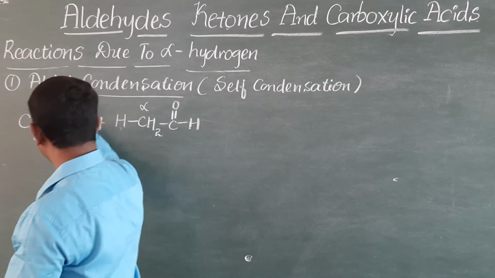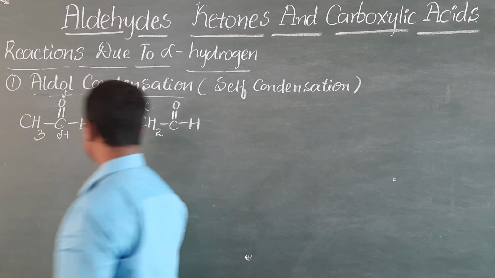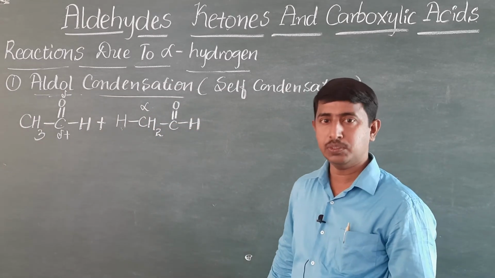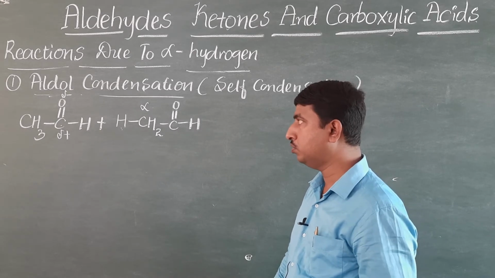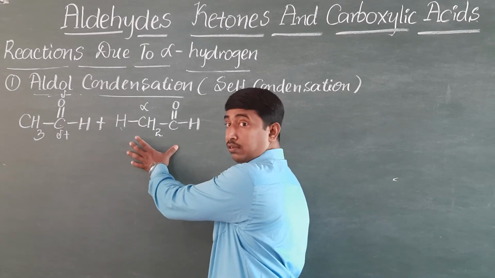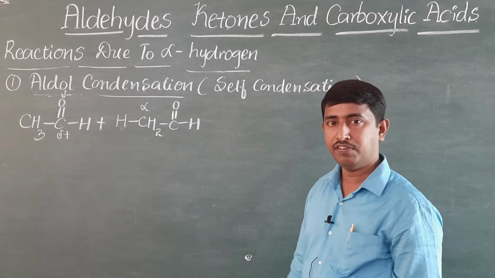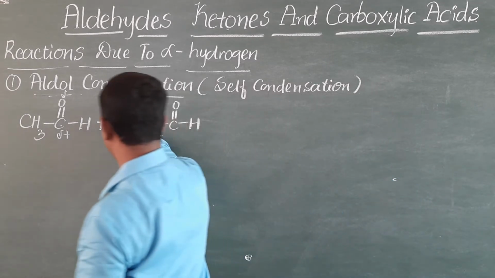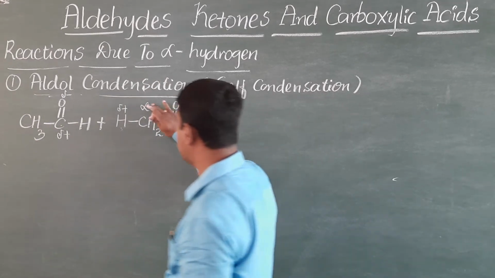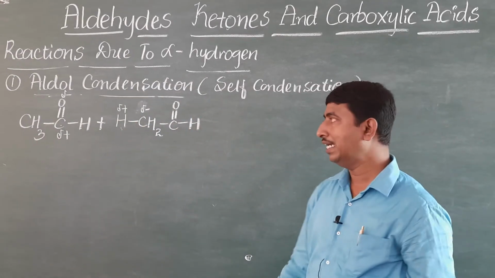Correct. Now here in this carbonyl group, carbon carries positive charge, oxygen carries negative charge. That we know. In carbonyl compounds, the carbonyl group is polarized. Carbon carries partial positive charge, oxygen carries partial negative charge. Now what about here? This is alpha hydrogen. Alpha hydrogen atoms are acidic, means what? This is positively charged. Then what about alpha carbon? It is negatively charged.